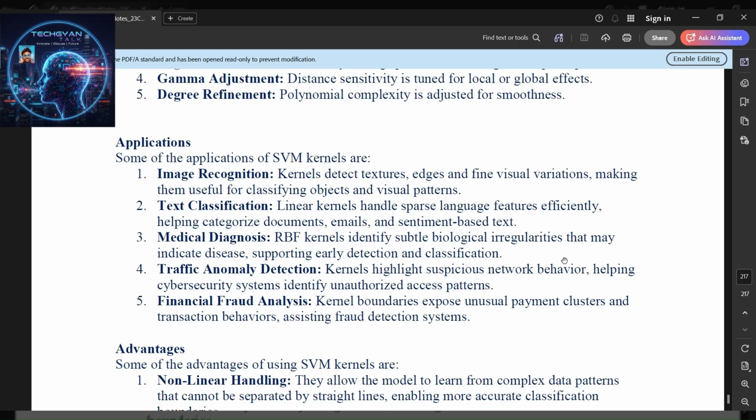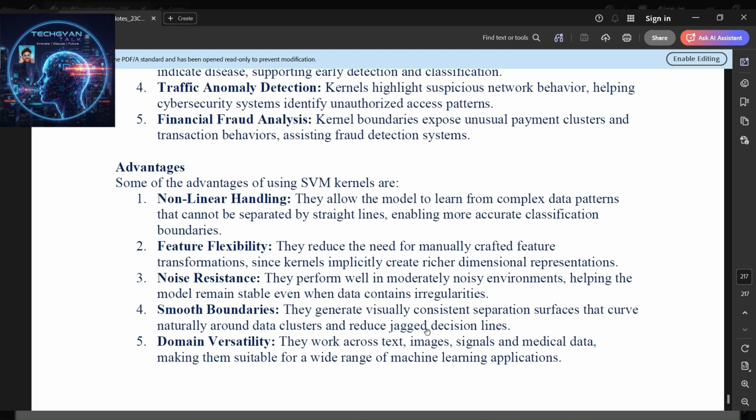biological irregularities that may indicate disease, supporting early detection and classification. Traffic anomaly detection: kernels highlight suspicious network behavior, helping cybersecurity systems identify unauthorized access patterns. Financial fraud analysis: kernel boundaries expose unusual payment clusters and transaction behavior, assisting fraud detection systems.